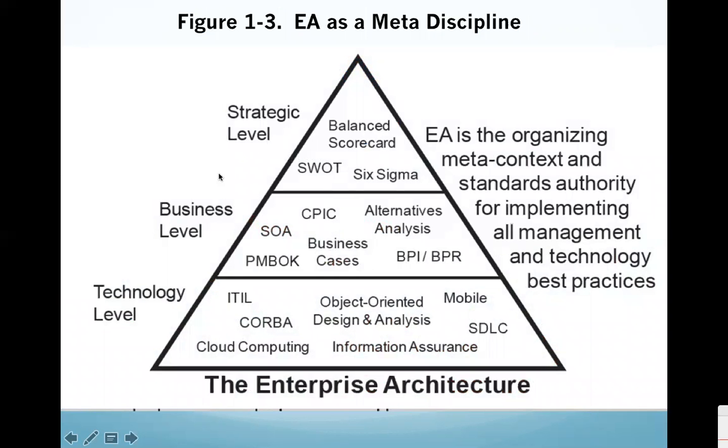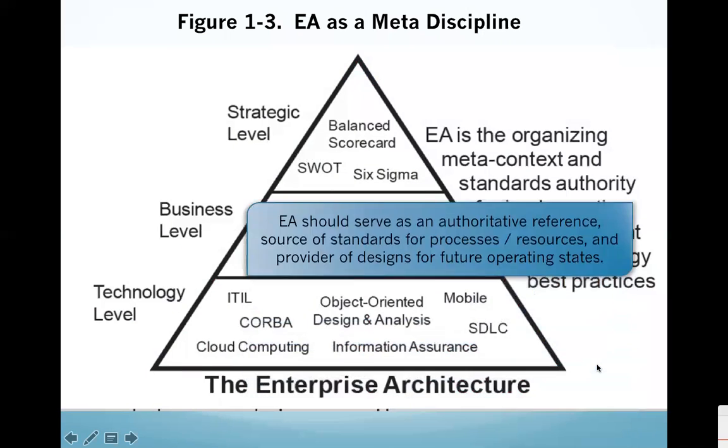So here we see these different levels, and what you want to take away here, we have the strategic level, the business level, and the technology level. EA is the organizing meta context and standards authority for implementing all management and technology best practices. Now, this right here, that would rub some people the wrong way, but we'll just move on.